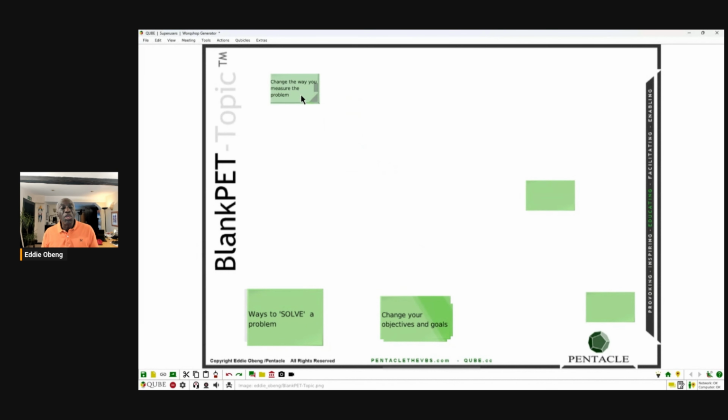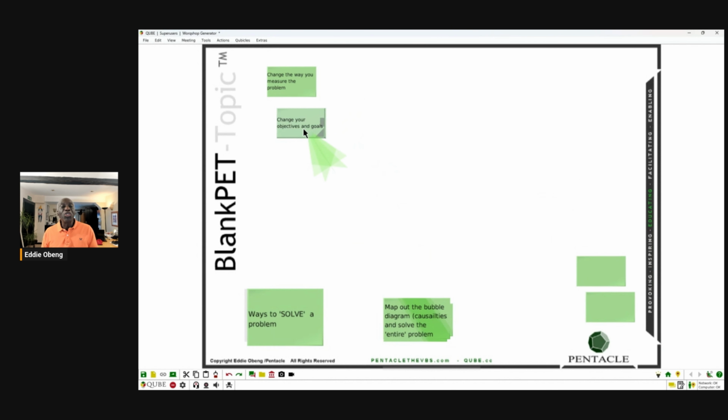You can change the way you measure the problem. That's one way of solving problems. The second is you can go, actually, we were going to grow by 5%. We've downgraded that to 2%. So all of a sudden, the problem goes away because you change the goals, so it's no longer a problem.